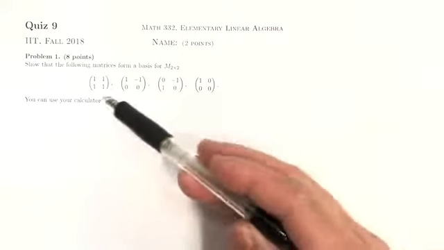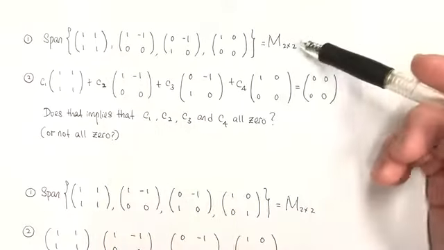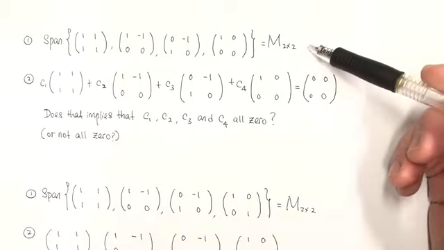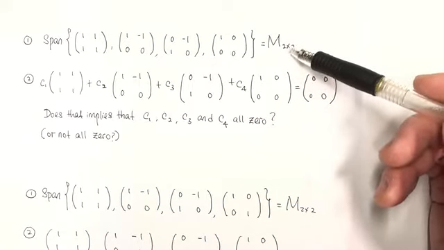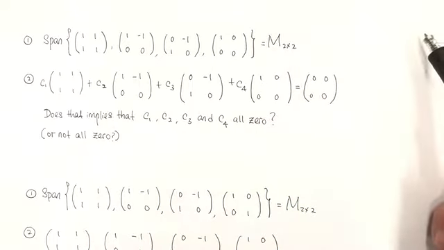So in order to show that these four matrices form a basis for that vector space, first we will have to show that the span of all these four matrices is actually the entire M2 by 2. That is to say that you have to show that every element in this set can be written as a linear combination of these four matrices.